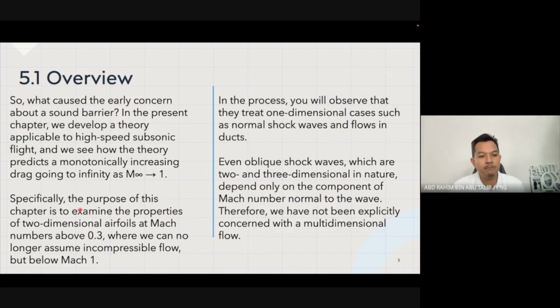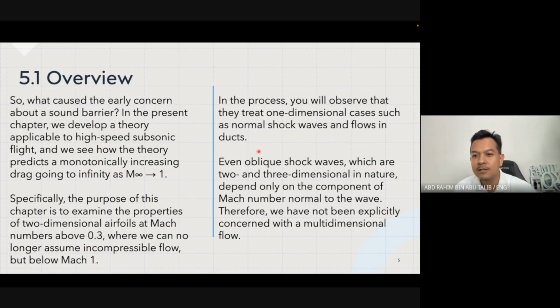Specifically, the purpose of this chapter is to examine the properties of two-dimensional airfoils at Mach numbers above 0.3. As we know, below 0.3 the flow is considered incompressible, so above that, it is compressible. We know we cannot assume incompressible flow because it is already above Mach 0.3. But in this case, we are going to focus on what happens below Mach 1, between 0.3 and Mach 1.